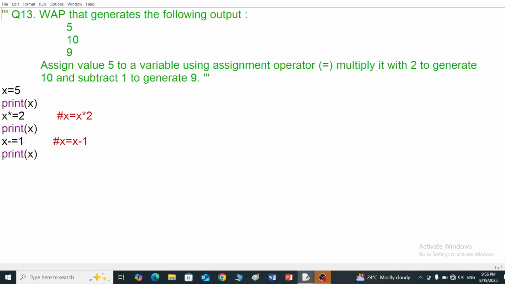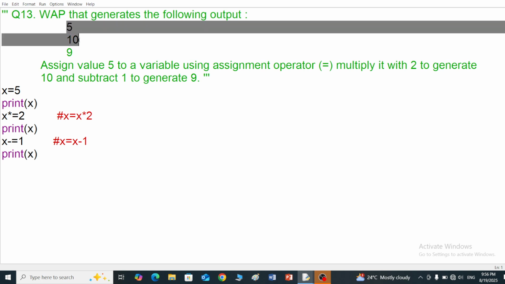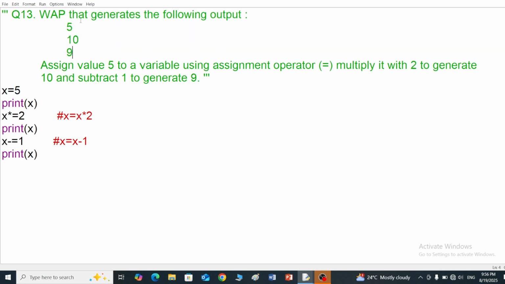Question number 13. Write a program that generates the following output: 5, 10, 9. So this is the vertical way you have to generate the output. Then afterward, assign value 5 to a variable. Assign value 5 to a variable means you take one variable and assign the value to it, which one?